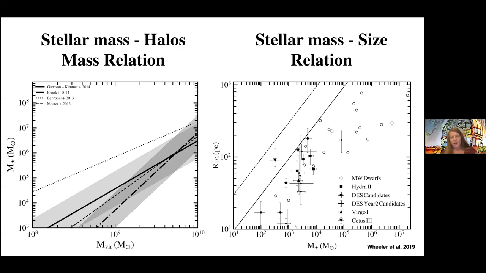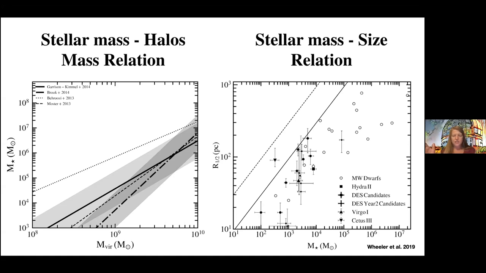And then on the right, the mass size relation, where you have half-light or half-mass radius on the left and stellar mass on the x-axis, and some observations, classical Milky Way dwarfs as open circles and the DES year 1 and year 2 results. So I'm going to use these two slides.